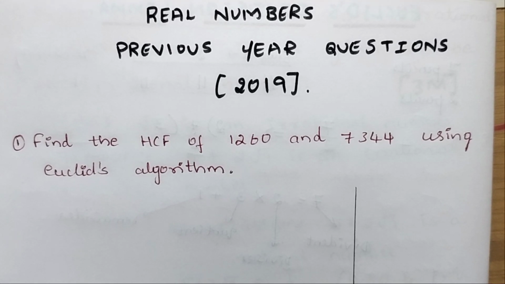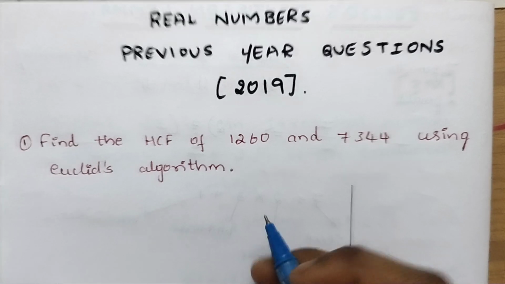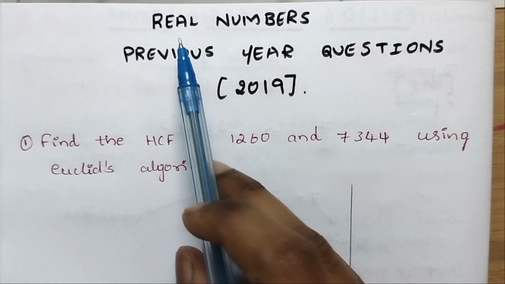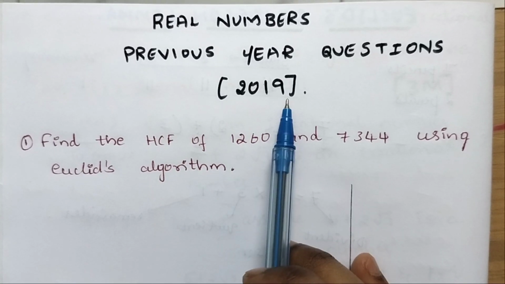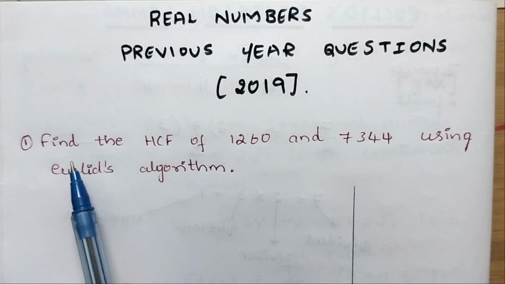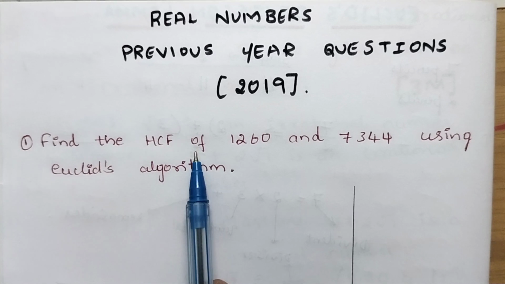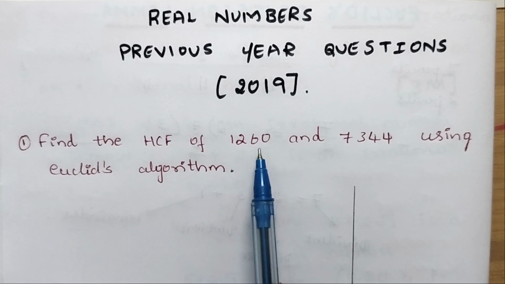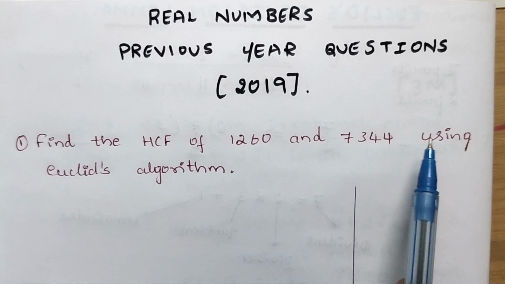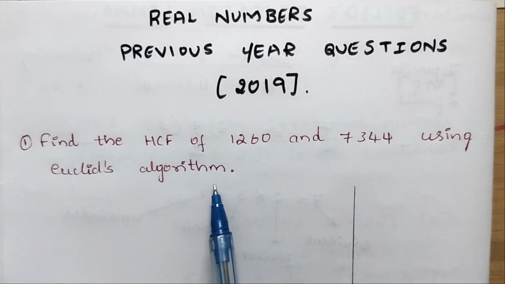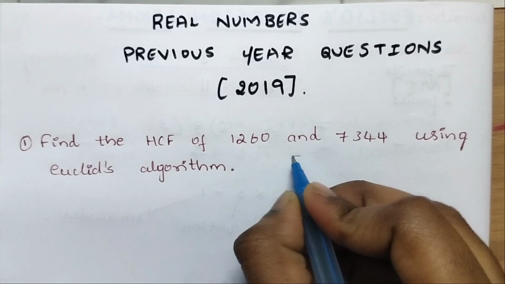YouTube channel. In this video, I'll be discussing the questions under the chapter Real Numbers which had occurred in the year 2019. The first question is, find the HCF of 1260 and 7344 using Euclid's algorithm. This question was asked for 2 marks.